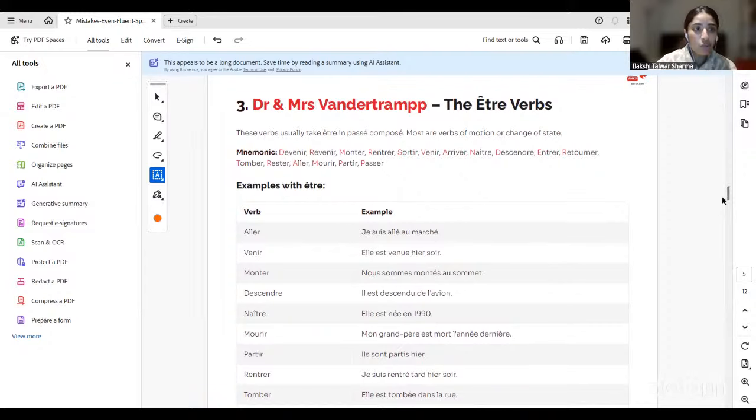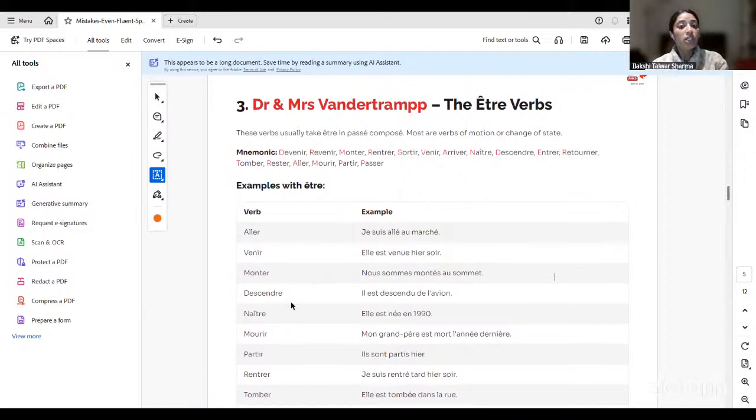For example, if you want to say that I went to the market, that will be je suis allé au marché. If you want to say that she came yesterday evening, elle est venue hier soir. Monter, which is to climb up. Nous sommes montés au sommet. We climbed up the summit. Descendre, il est descendu de l'avion.